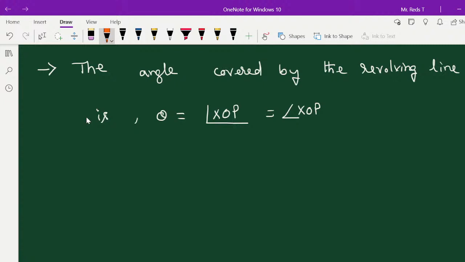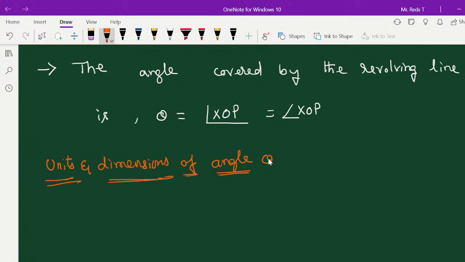So, some more basic points about this angle. Let us say units and dimensions of angle. Units and dimensions of angle theta.